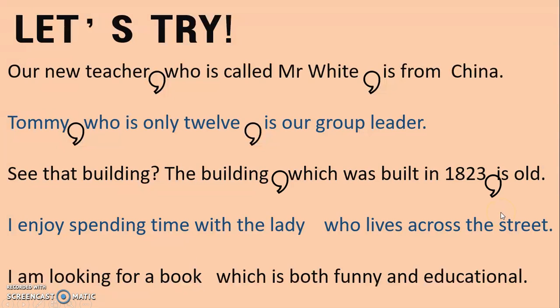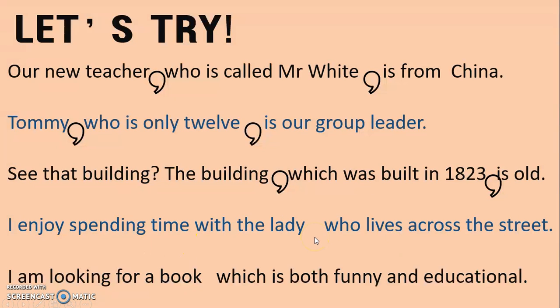Again, it is yes, because the building is mentioned before already. See that building. So I'm assuming that when I am saying this sentence, I am pointing to a building. So you should know which building I am talking about. The building, while pointing to that, the building which was built, so you know which this building is. What about the fourth one? I enjoy spending time with the lady who lives across the street. Do I need to add comma?